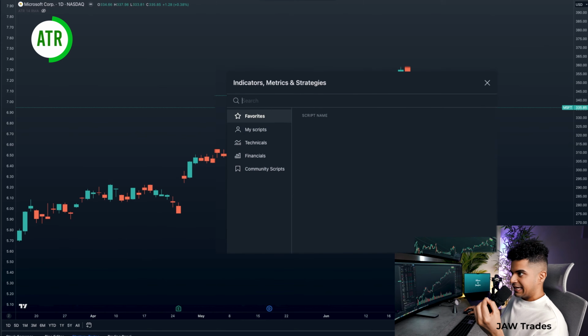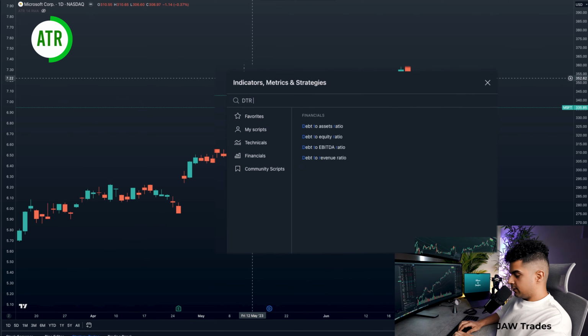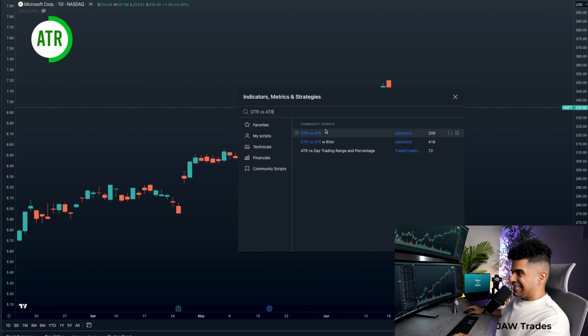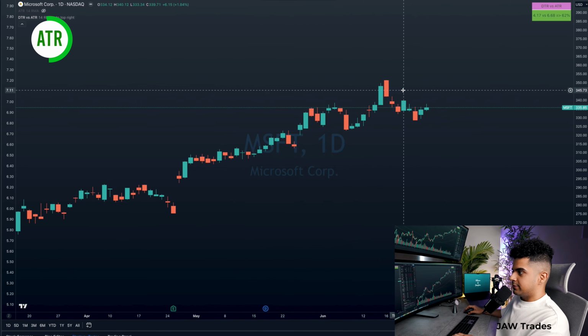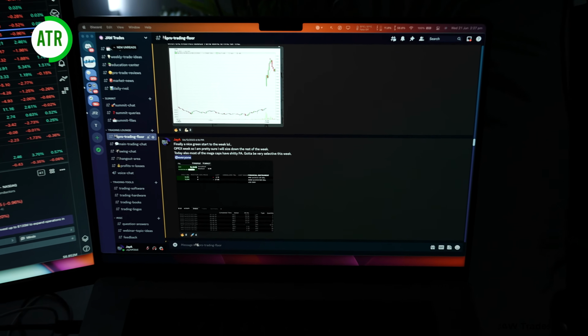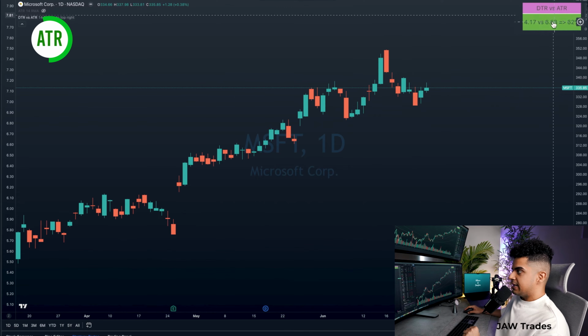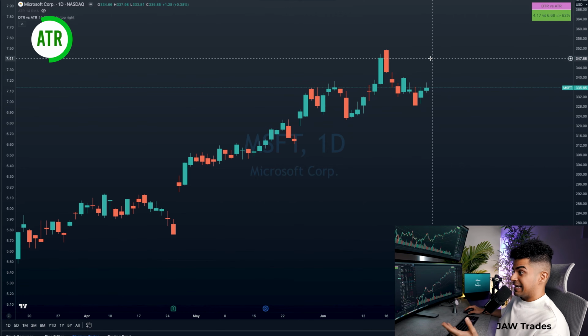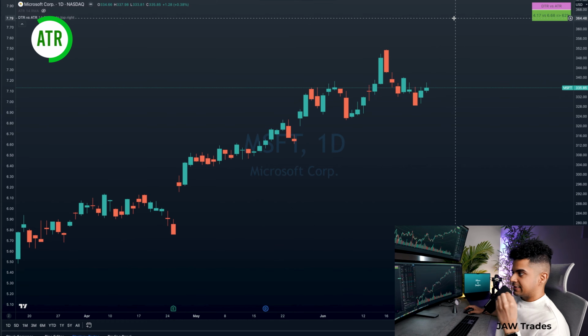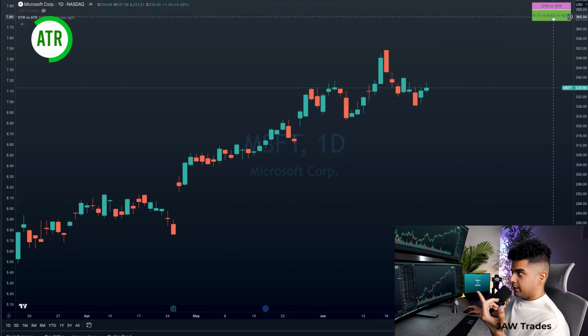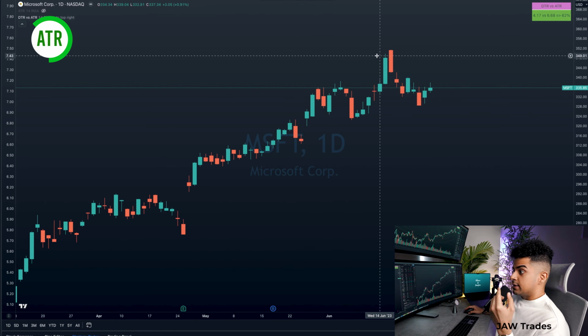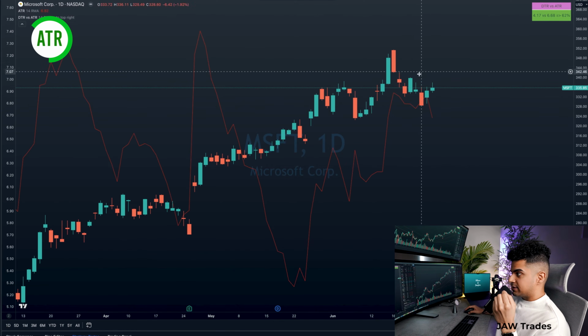Now I will show you guys one amazing thing. If you go on indicators again on TradingView and search for DTR versus ATR, and if you add this indicator, this is pretty awesome because one of the members of our Discord group found this indicator. This shows you DTR versus ATR every single day. So yesterday DTR was $4.17 for this stock Microsoft. That is the difference between low of the day and high of the day was $4.17 versus the ATR of this stock, which is $6.68.